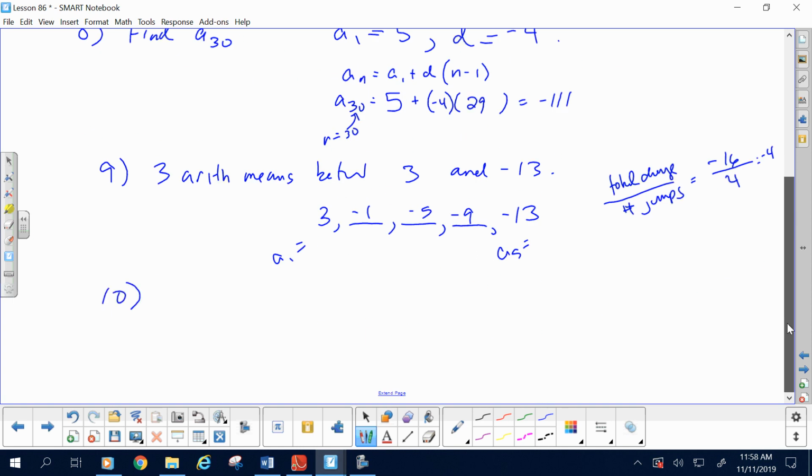Number 10, write the first 5 terms. If the 10th term is negative 30 and the 20th term is 40, find the first 5 terms.